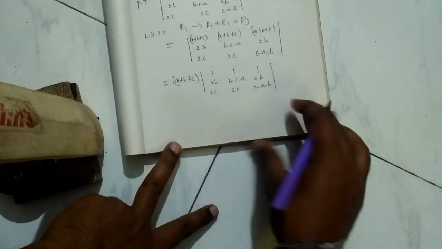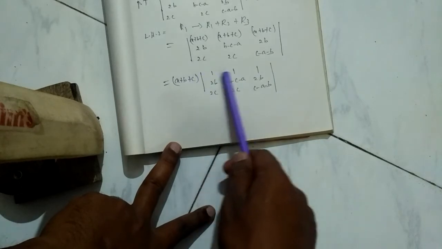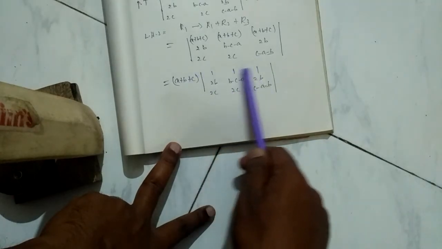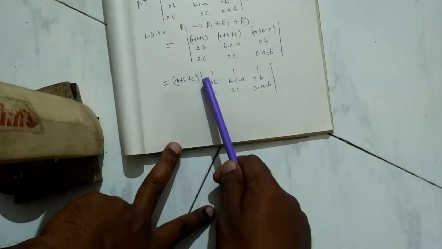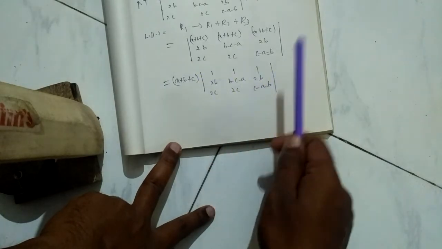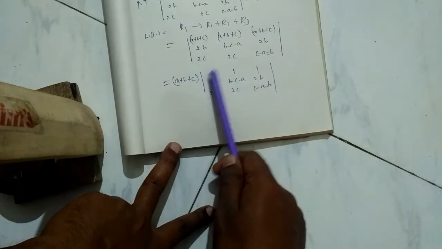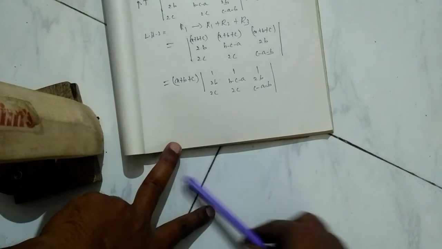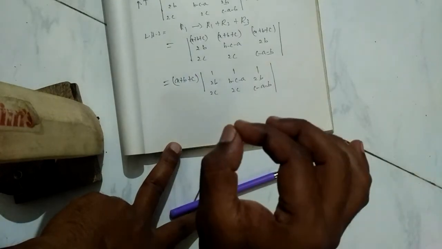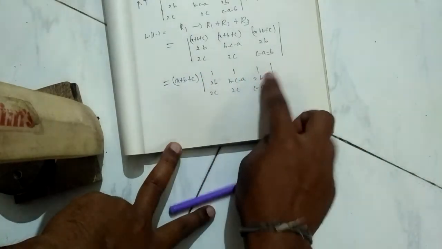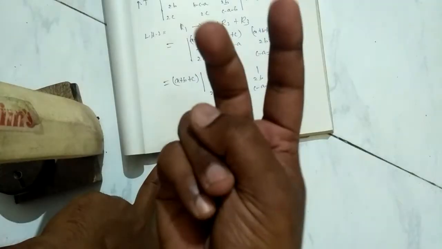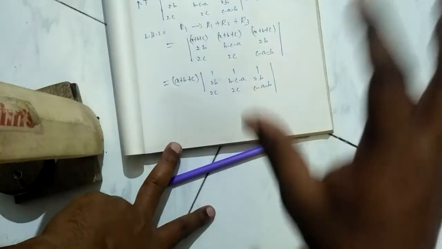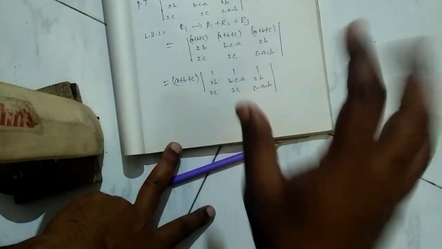Again, another trick I'll tell you. If you see one particular row is full of the same numbers, it means make 2 zeros and expand the determinant. Learn this once again. If one particular row is full of the same numbers, make 2 zeros and expand the determinant. You will be able to prove it.